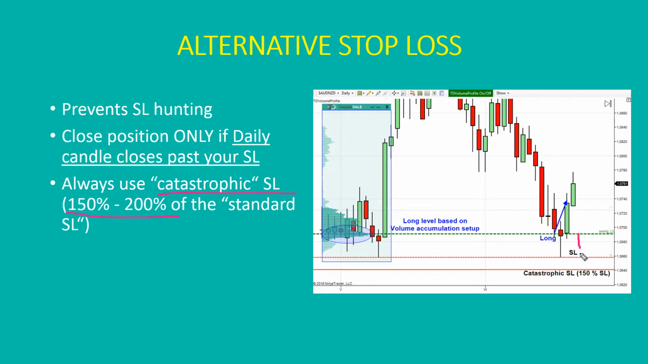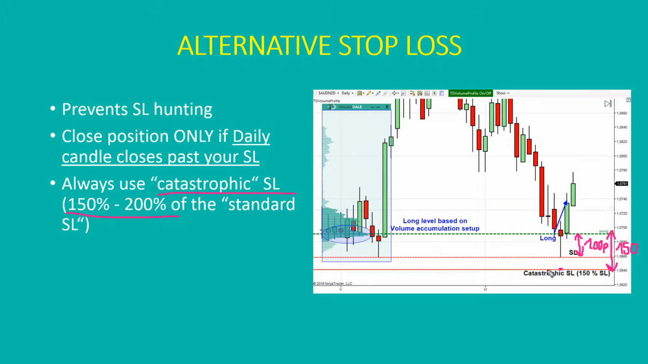So in this case, imagine that this is a 100 pip distance. Let's say that your normal stop loss would be 100 pips. Then the catastrophic stop loss is this, 150 pips. And when the price hits this catastrophic stop loss, you are out of the trade. You quit it immediately.